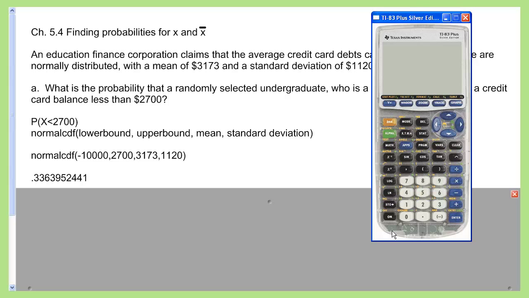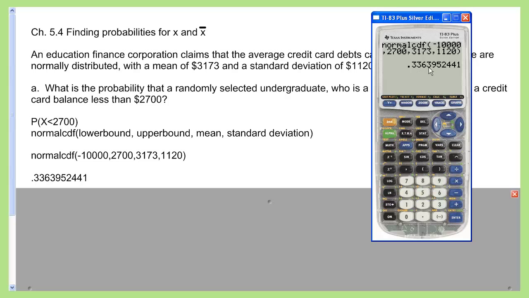Let's go to the calculator, and I'm going to clear that because I had done it, but I want to make sure you see how I do this. And my choice is the second one, normal cumulative, and I'm going to type in negative 10,000, and I'm going to type in 2,700. I'm going to type in 3,173 and 1,120. And I'm going to press enter, and there's your answer.